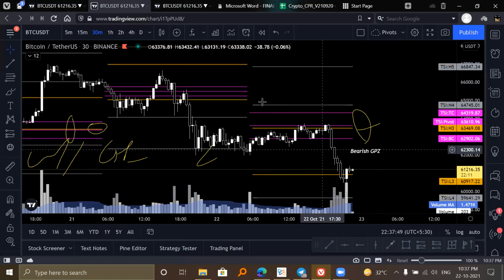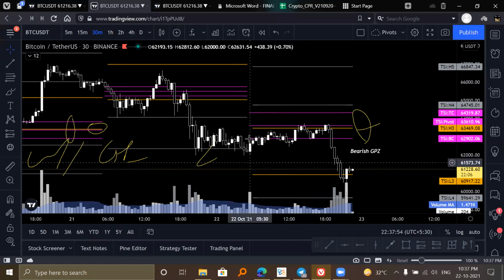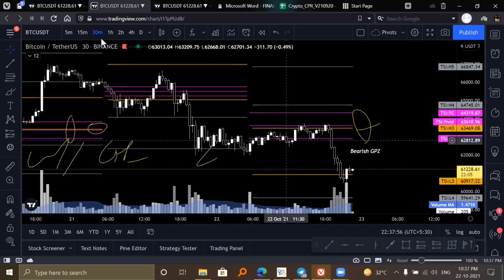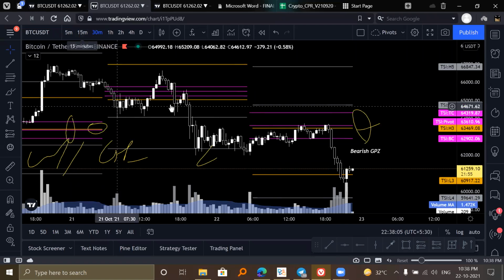Since crypto is very high volatility, I personally use the 30 minutes time frame. You can see the 30 minutes time frame as the higher time frame, and for the entry time frame, or the low time frame, I use 15 minutes.